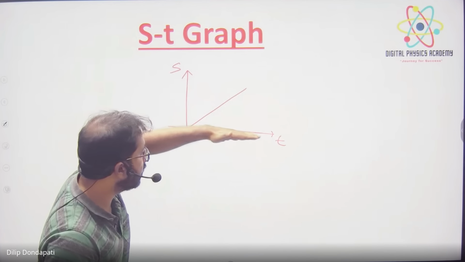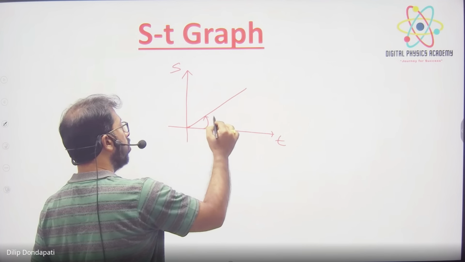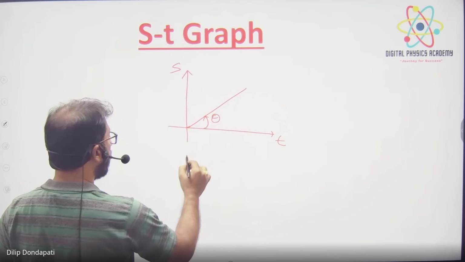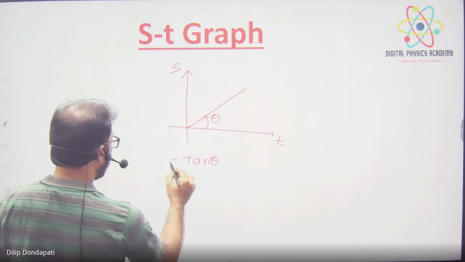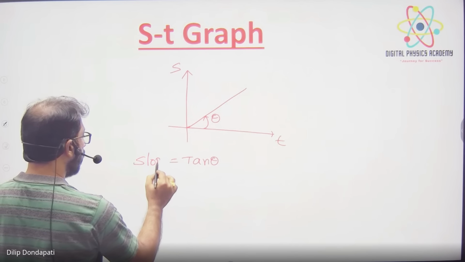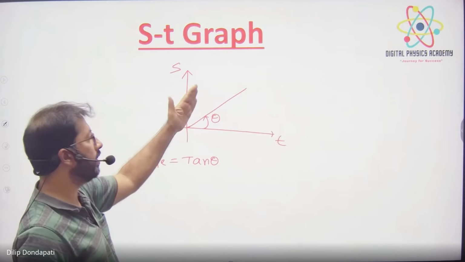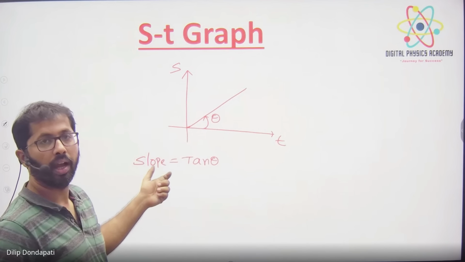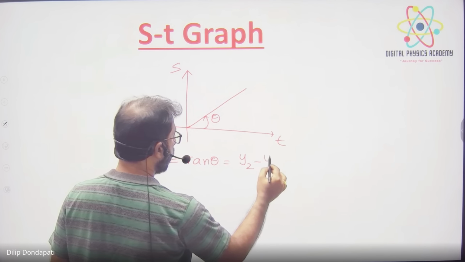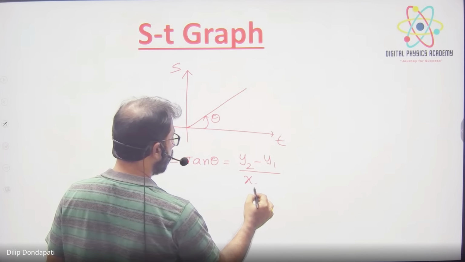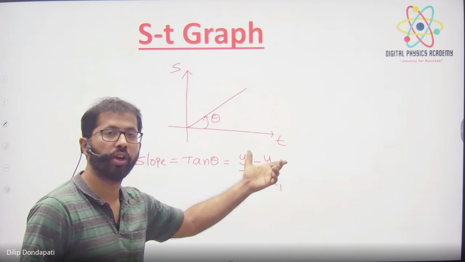From the x-axis, how much angle the line is there? Its tan theta is called slope. So from the x-axis, how much angle the line makes, that angle's tan theta is called slope. And the slope formula is y2 minus y1 by x2 minus x1. This is the formula for slope. Change in y by change in x.